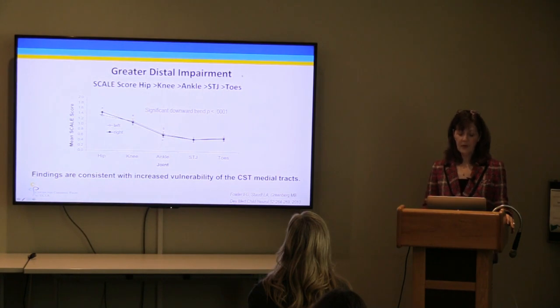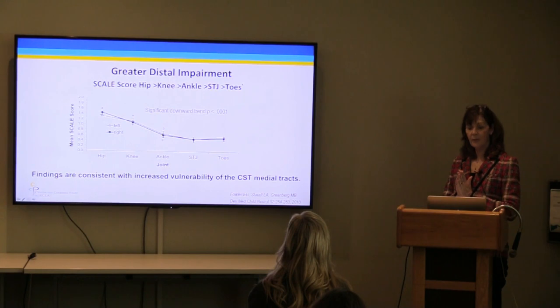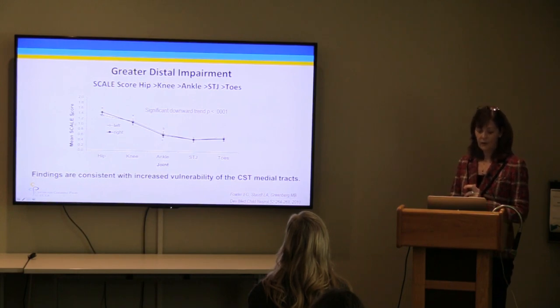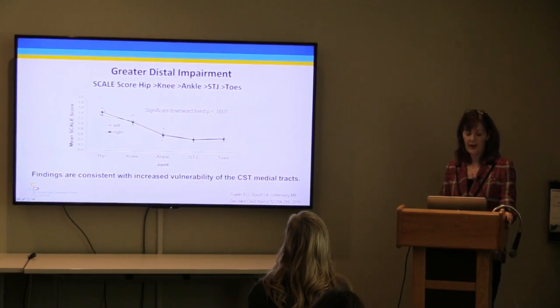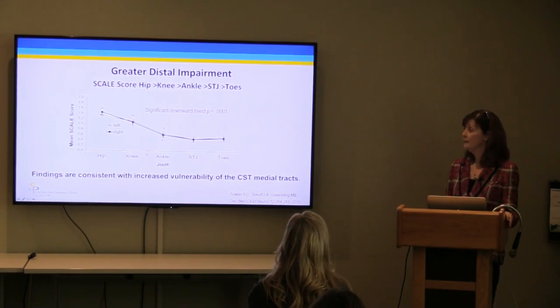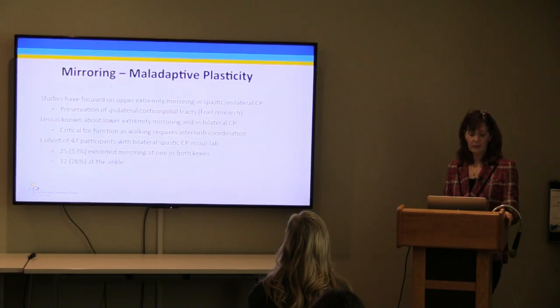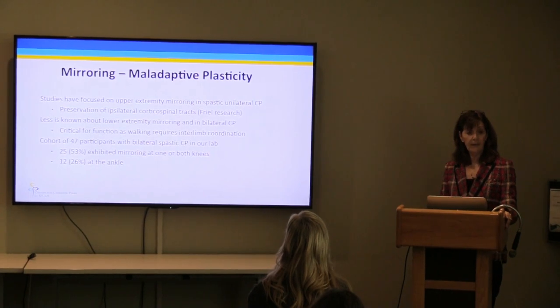Then our next question was whether it evaluates the corticospinal tract. If it does, then we'd see greater impairment at the knee. And here's the mean score for each joint with a maximum of 2. If we look at these average scores across the joints, we can see that there's a significant downward trend. So indeed, we are able to see that this clinical measure does capture that increased vulnerability. We were also interested in quantifying mirroring in a little bit more depth, this sort of maladaptive plasticity.